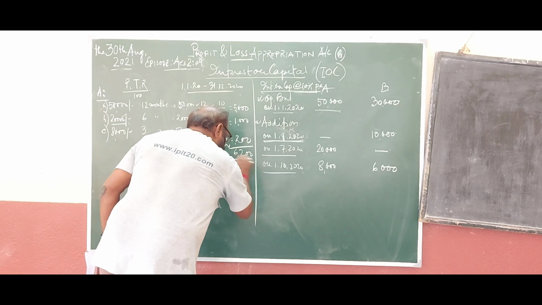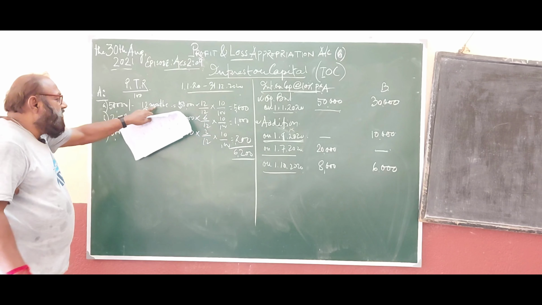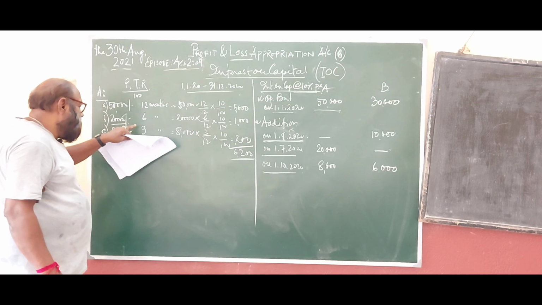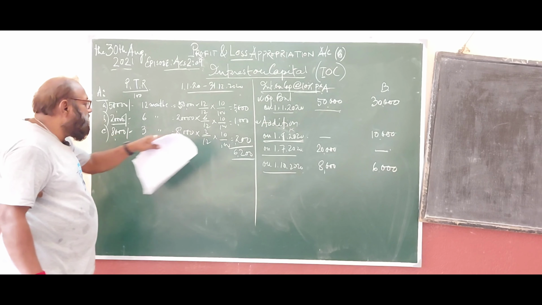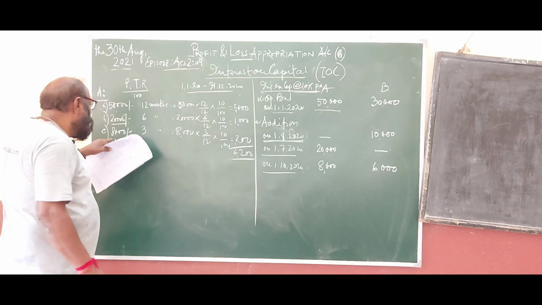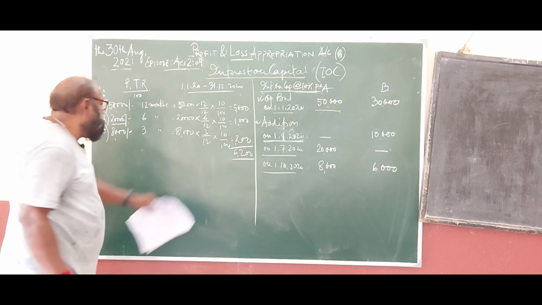So initial amount 50,000 at the rate of 10%, that it works for 12 months. So it is 5,000. Then investment on 1/7, the amount is 20,000, worked for 6 months. So 6 months interest on 8,000, 3 months interest has been given.